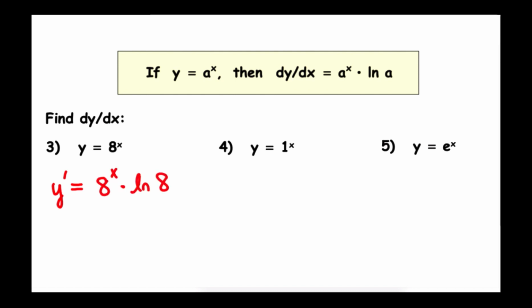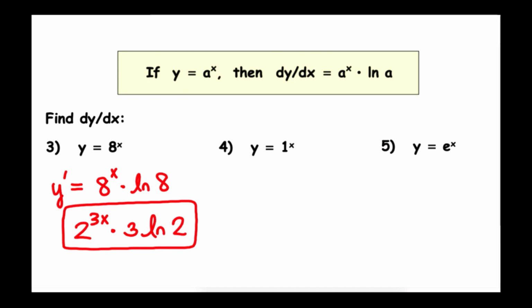However, this problem is a little different because 8 can be rewritten. 8 is actually 2 to the third, and so really you have 2 to the third to the x, which would be 2 to the 3x, times the natural log of 2 to the third. Again, using the power law of logs from algebra 2, the 3 can come down and become a coefficient. And that is more likely to be how you see an answer written.